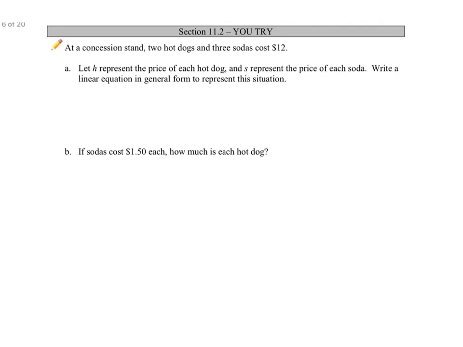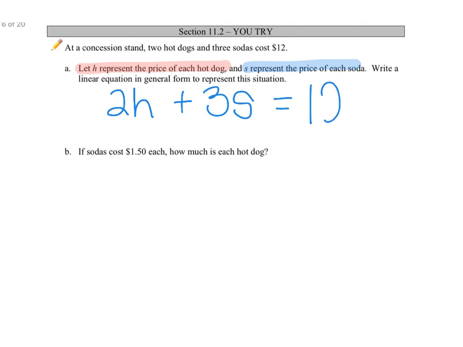So it says, at a concession stand, 2 hot dogs and 3 sodas cost $12. So they want us to let H be the price of a hot dog and S be the price of a soda. And they want us to write an equation in general form or in standard form for this situation. So if we know 2 hot dogs and 3 sodas equal $12, that's my equation in general form.